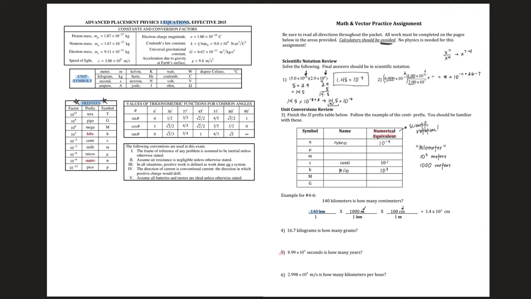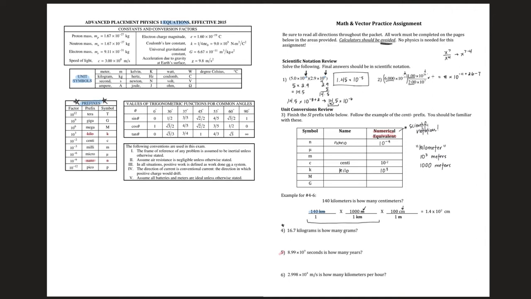Okay, so we're going to look at number 5 here. 8.99 times 10 to the 9th seconds is how many years? We're not going to look at number 4 because it's pretty much the same setup as the first part of the example. And number 6 is kind of an extension of number 5. So we'll start with number 5.